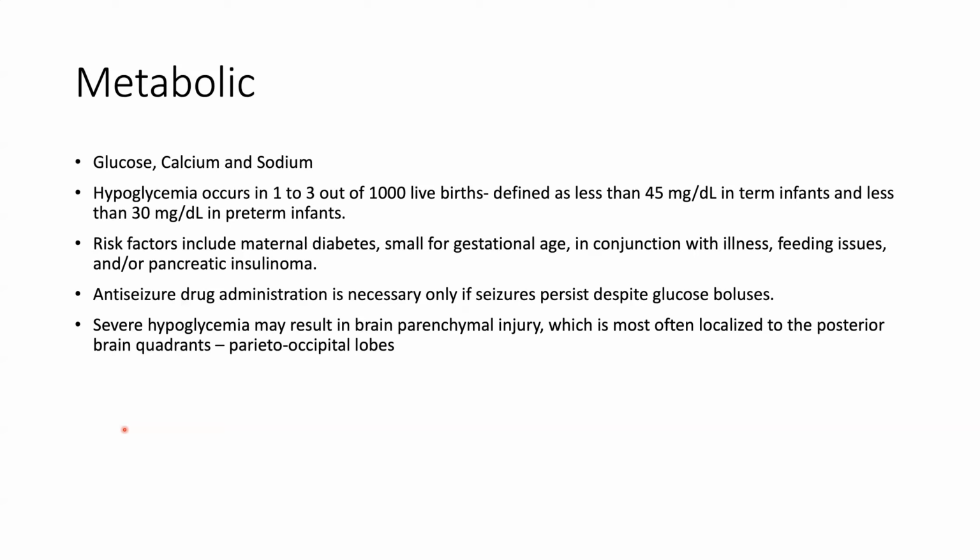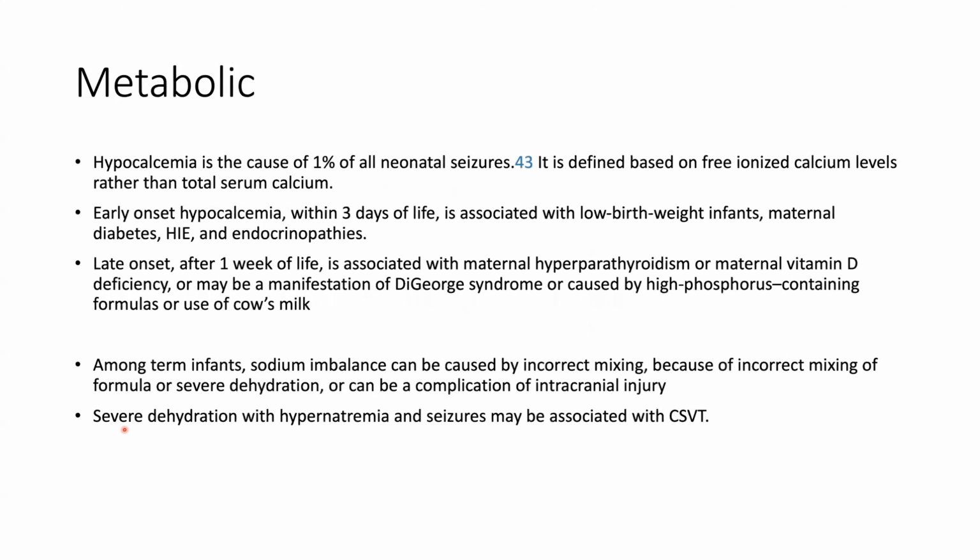For the treatment of metabolic causes of seizures, correcting the metabolic abnormality forms the mainstay of treatment. If they are not getting controlled even after correcting these metabolic parameters to normal, you may administer anti-seizure medications, right? You should know that severe hypoglycemia can cause irreversible brain parenchymal injury, localized to the posterior brain quadrants at the parieto-occipital lobes, which leads to very adverse outcomes in vision, behavior, and development, and also leads to very intractable and bad post-neonatal epilepsy, right?